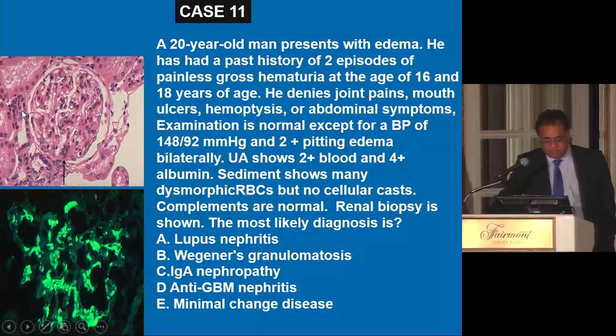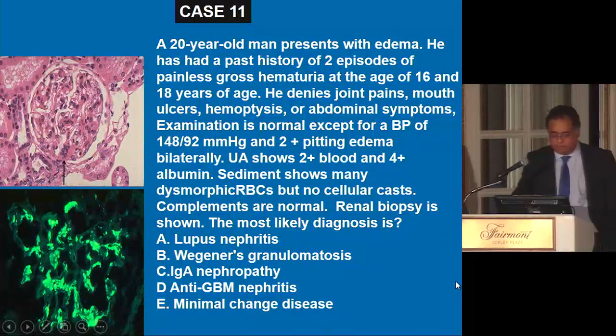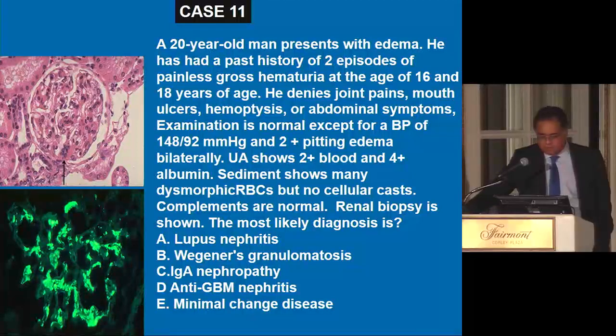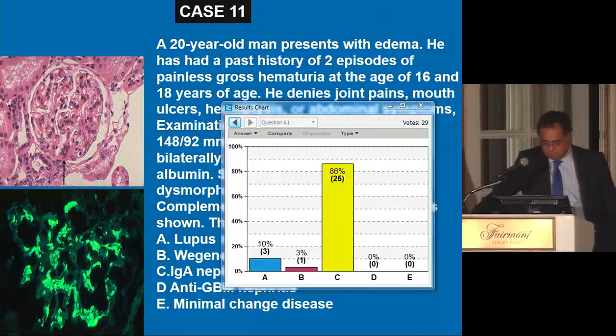Renal biopsy is shown. This is the biopsy here, H&E, and this is the immunofluorescence. The most likely diagnosis, and there are 5 options. Yep, most people got this right.